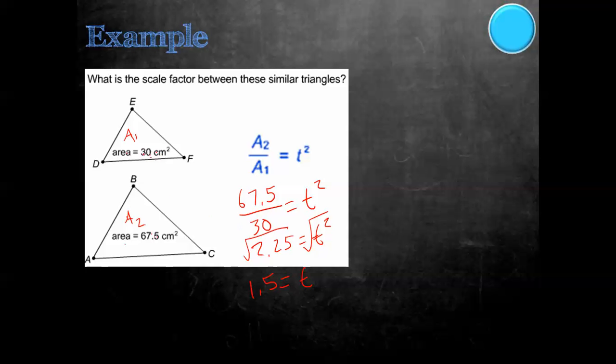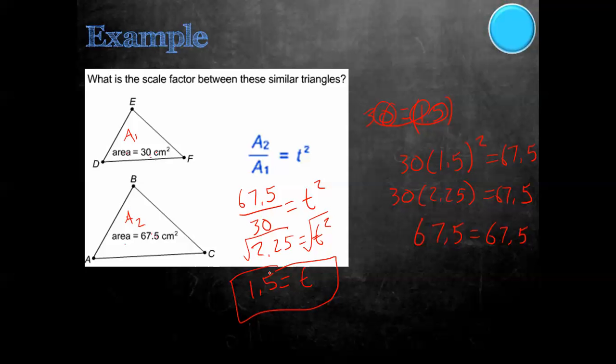And you can also check your work here, because we know that if we take the scale factor squared, 1.5 squared, this should equal the new area. This should equal 67.5. So if I take 1.5 and square it, that's 2.25. Now I'm going to take that times 30, and it does give me 67.5. So I know that that's right. I know my scale factor then is 1.5.